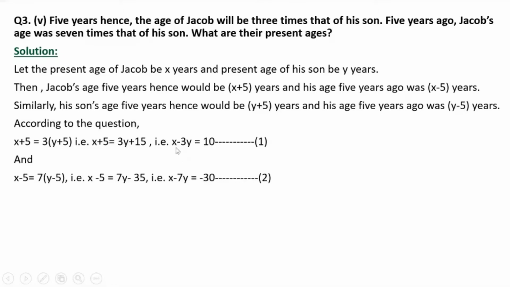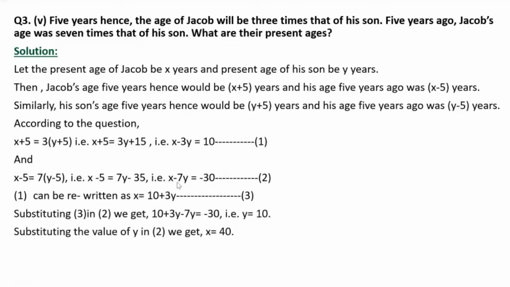Again, I have these two equations. From the first one, I'll get x is equal to 3y plus 10. I'll substitute it here, get the value of y, put that value of y in the result that x is equal to 3y plus 10 and get the value of x. Once I know the value of x and y, I will write the answer. The age of Jacob is 40 years and because y has come out to be 10 years, I write his son's age is 10 years.